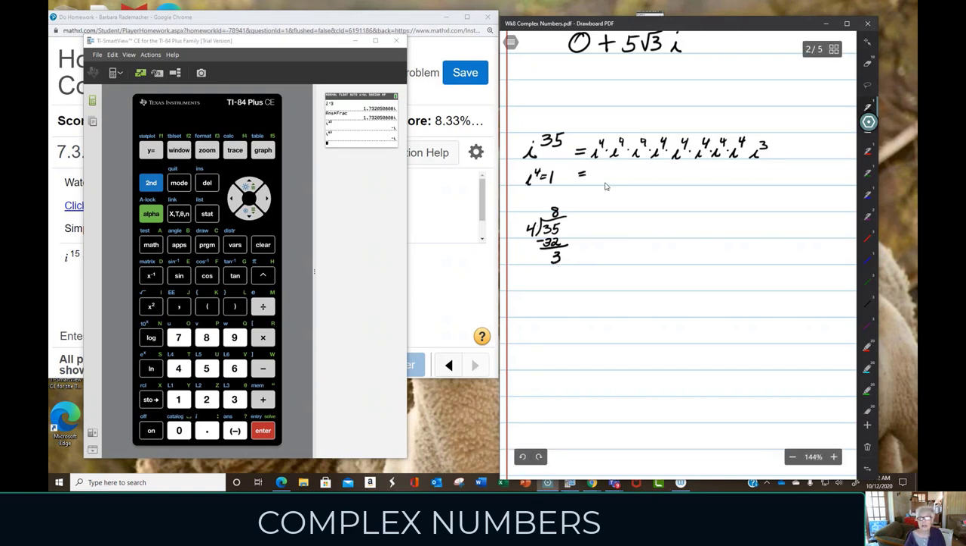So you're going to have 1 times 1 times 1 times 1 times 1 times 1 times 1 times 1 times i to the third, which is negative i. Which means all those ones times negative i is just negative i. And that's how you simplify an i raised to a power.